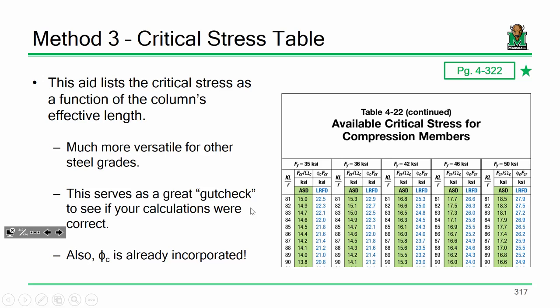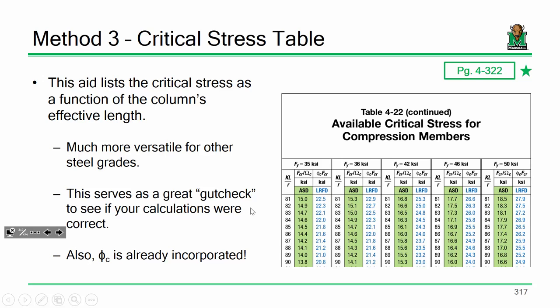So if I wanted to determine the capacity of a column, I look up that stress and I multiply it times the area, and that's it. I don't multiply by phi again because phi is already there. A lot of times, students will say, okay, here's the stress, multiply times the area, multiply times 0.9. No. Phi's already there, okay? So don't multiply by phi twice, or it's not going to match your previous calcs.